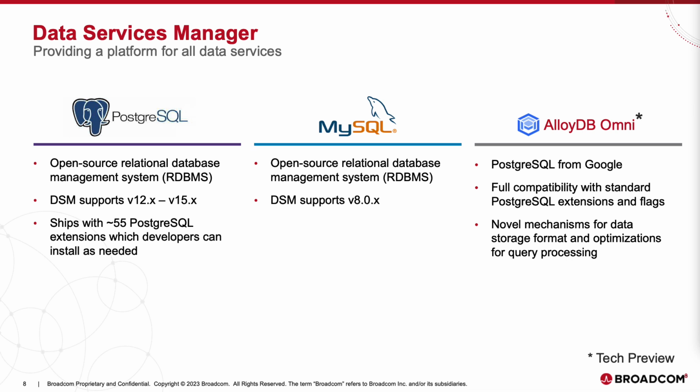AlloyDB Omni is the downloadable and deployable on-premises version of Google's cloud-based AlloyDB. Its capabilities include improved performance for transactional workloads and analytic queries. A columnar engine and an embedded plugin enable generative AI applications using vectors from within the database. This is in tech preview for the initial release of DSM 2.0.